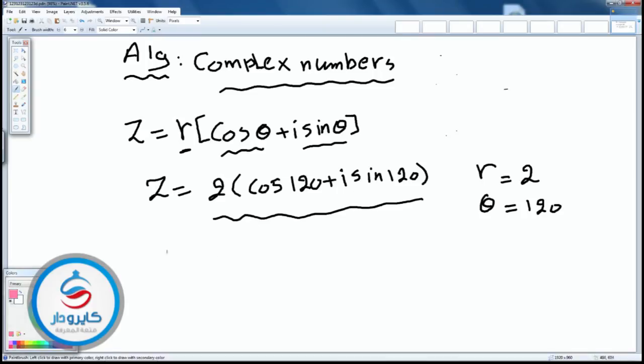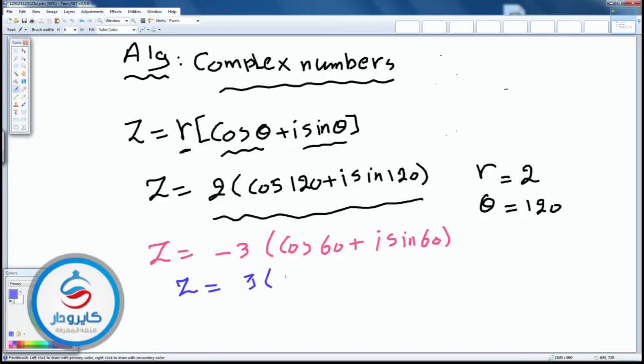طيب لو عندي example تاني z equals negative 3 cosine 60 plus i sine 60. هنعمل ايه هنا؟ اولا الـ R هنا نيجاتيف ما ينفعش، يبقى لازم ناخد النيجاتيف دي ندخلها جوه، تبقى z equals 3 cosine 60 وادي النيجاتيف اهي minus i sine 60.